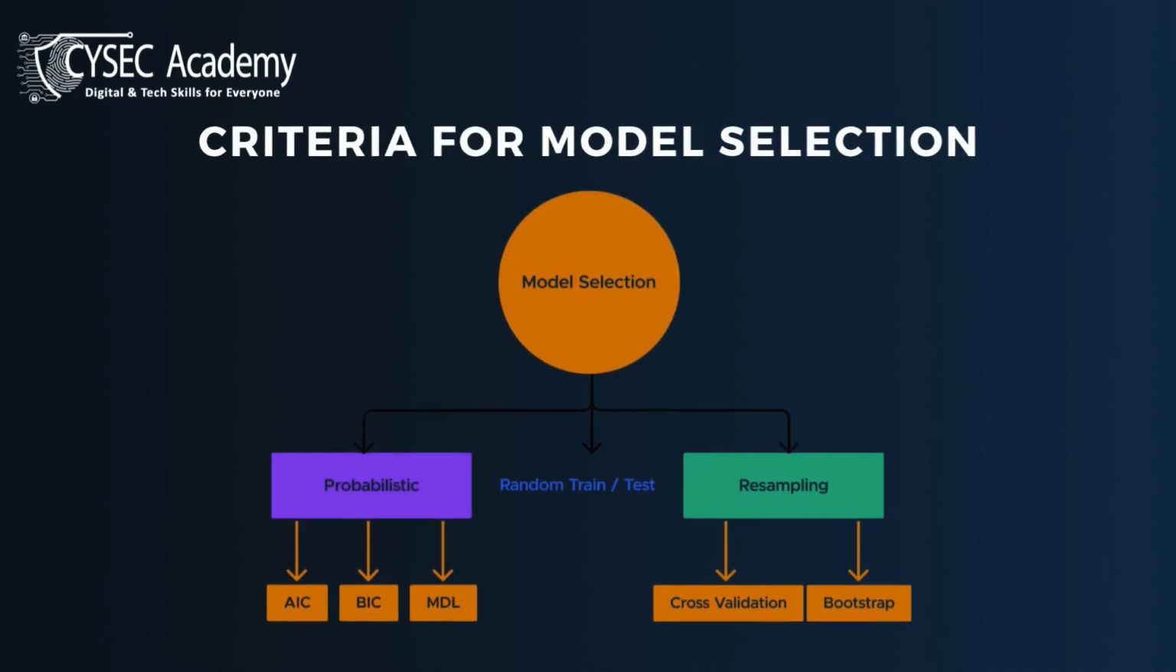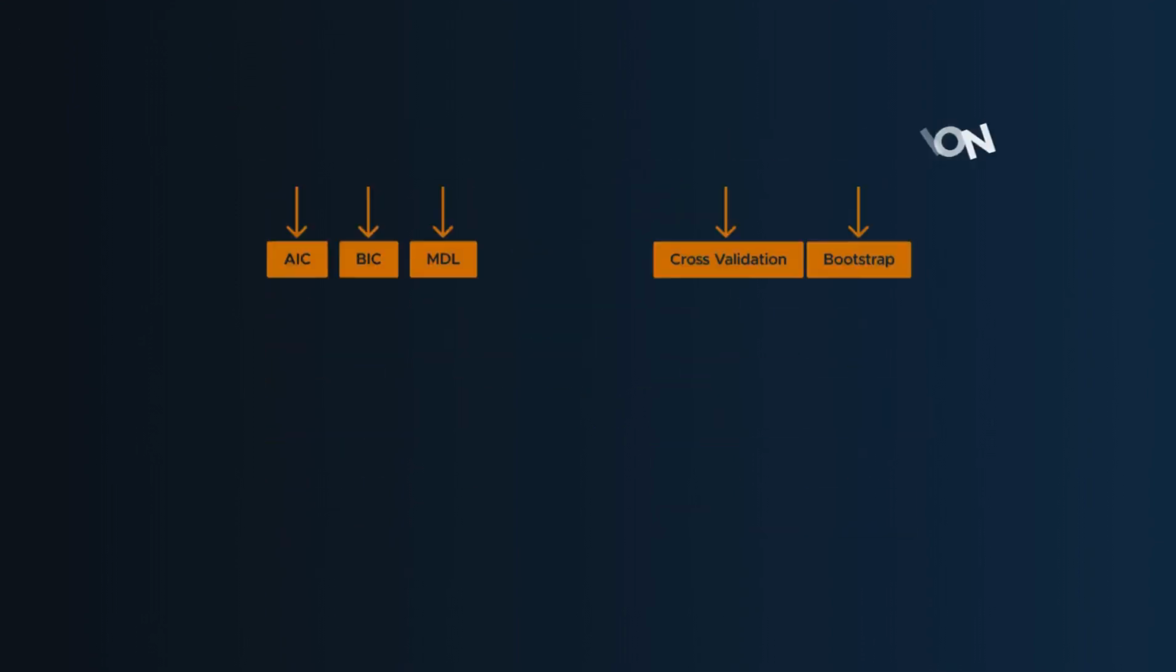Criteria for model selection. 1. Performance metrics. Evaluate models using metrics such as accuracy, precision, recall, F1 score, MAE, MSE, etc. 2. Cross-validation. Use cross-validation results to assess model stability and generalization. 3. Complexity. Consider the model's complexity and training time relative to its performance.